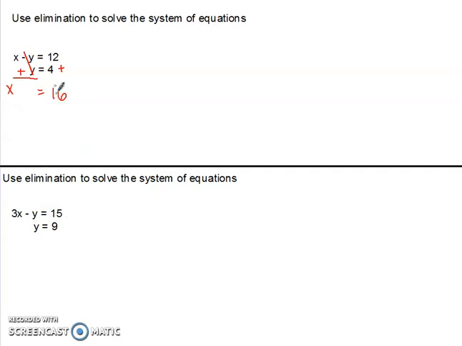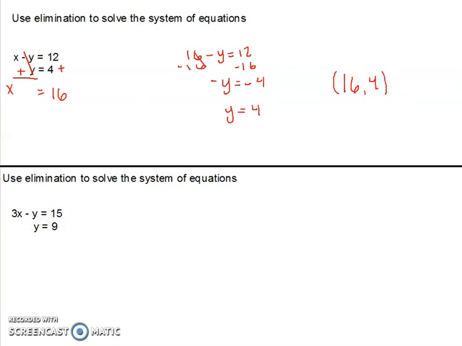And to find y, well, we already know that y is 4, but maybe you want to double check. 16 minus y is equal to 12, so I subtract 16. Getting a negative y is equal to negative 4, which means that y is equal to positive 4. So my solution is 16, 4.